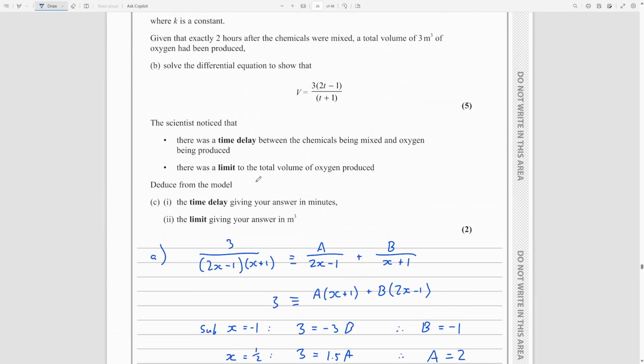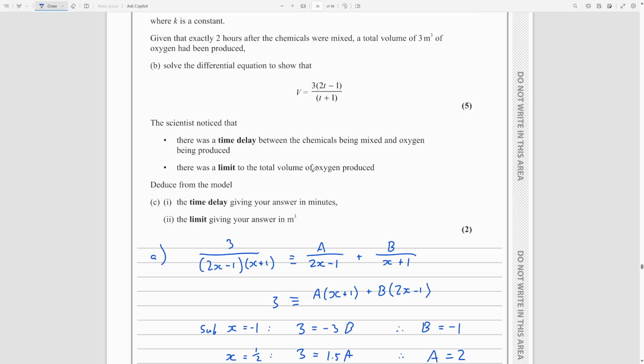Part C. Okay, we've solved that. Okay, the scientists noticed that there was a time delay between the chemicals being mixed and oxygen being produced. There was a limit to the total volume of oxygen produced. Deduce from the model the time delay, giving your answer in minutes, and the limit, giving your answer in meters cubed. So what is this time delay?